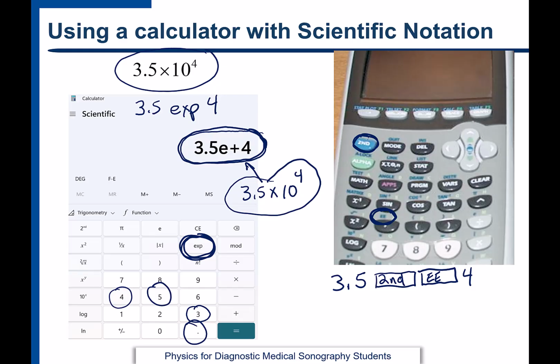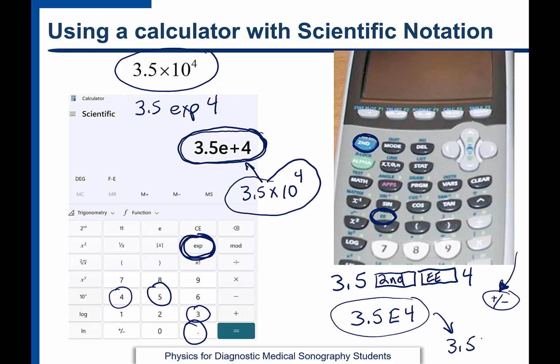By the way, on the TI calculator, I don't have it in my picture, but down at the bottom there's a plus minus key. That's how you would change the sign of the exponent if you needed to. When you type that into the TI calculator, it's going to display 3.5, and it uses a capital E to the 4. So again, if you see your calculator displaying a number like that, when you write down your answer, you'd put it back into human readable form, 3.5 times 10 to the fourth.